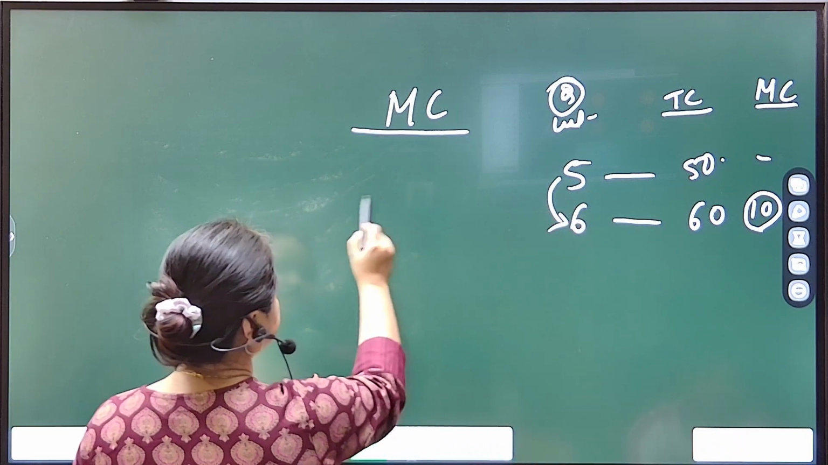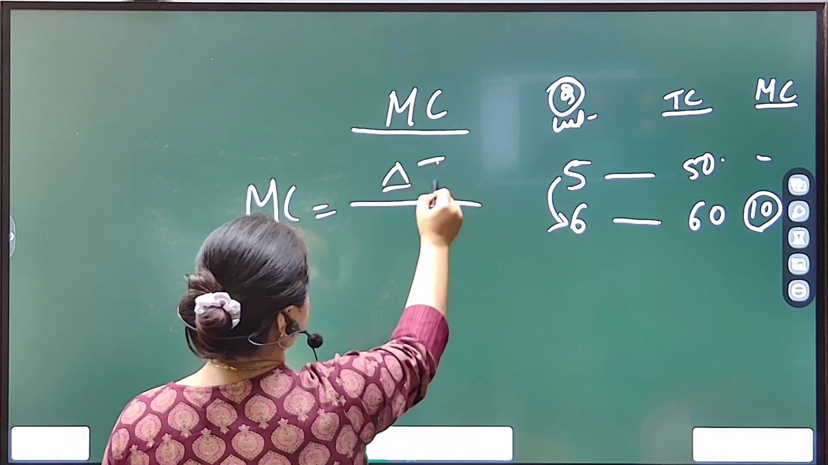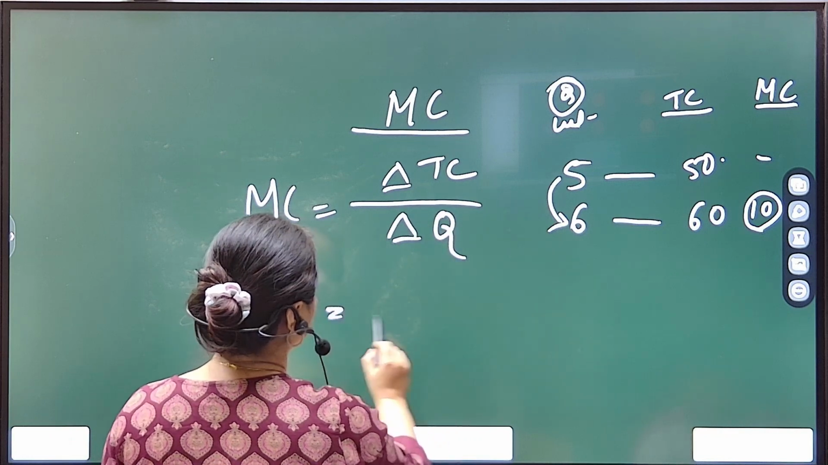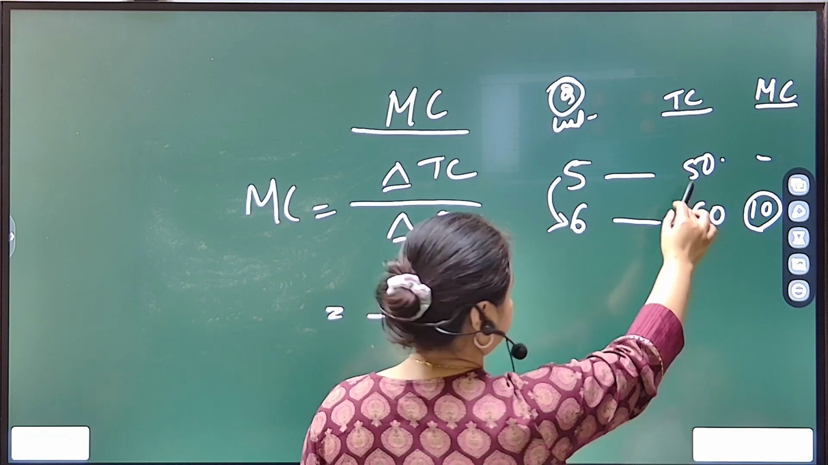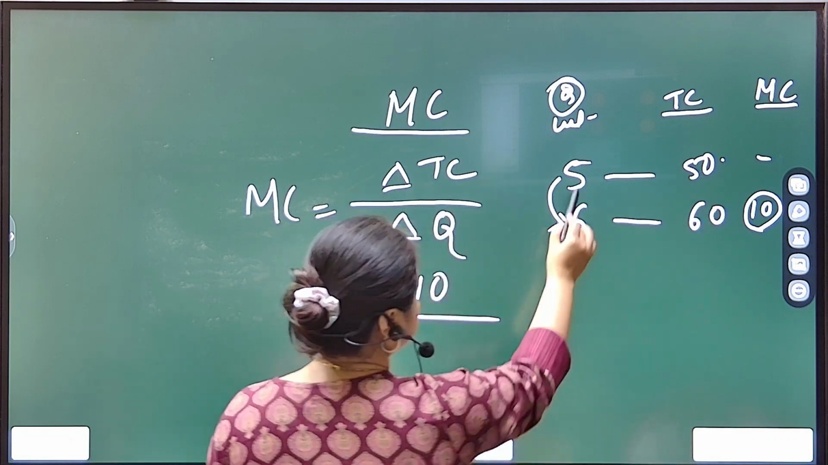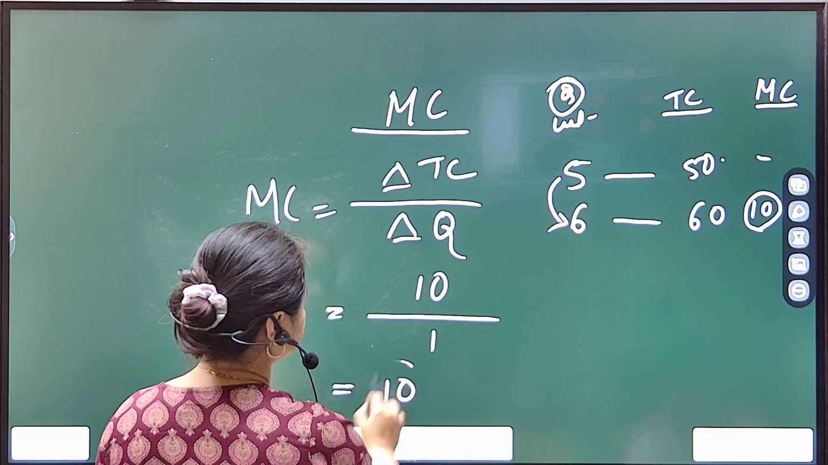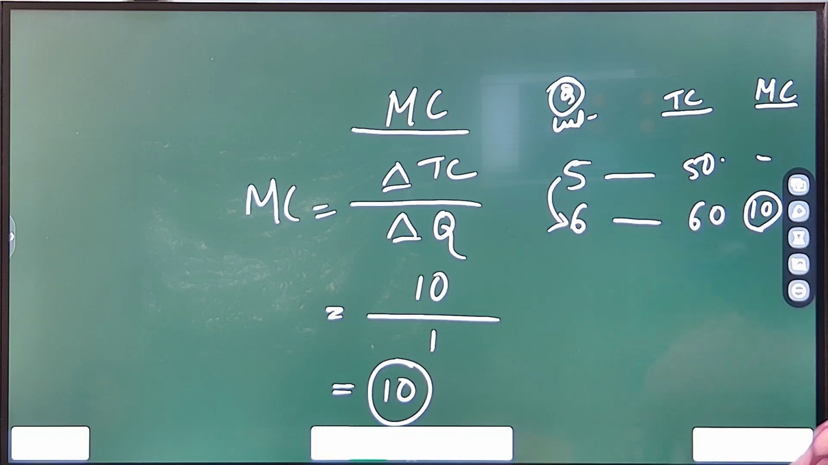So here MC is equal to change in TC divided by change in Q. So here what is the change? Change in cost is 10, right? And what is the change in quantity? Change is 1. So here MC is 10. Getting it?